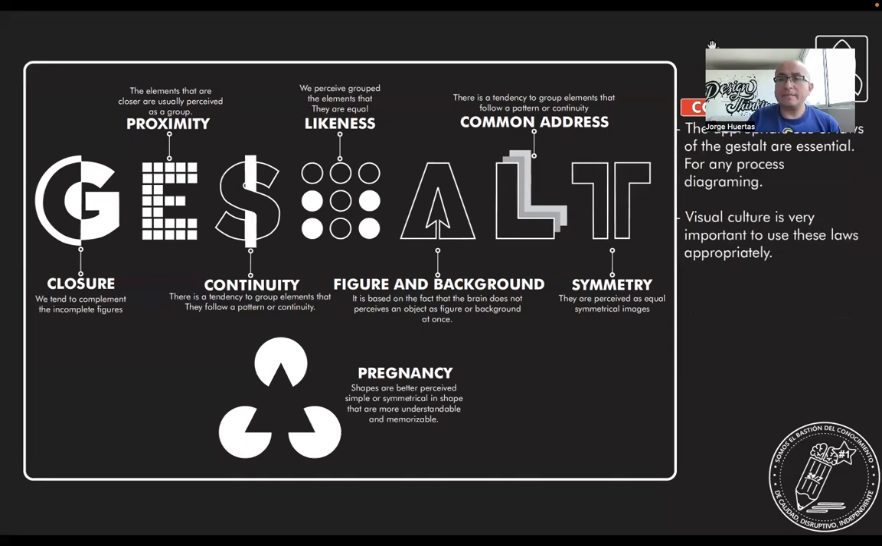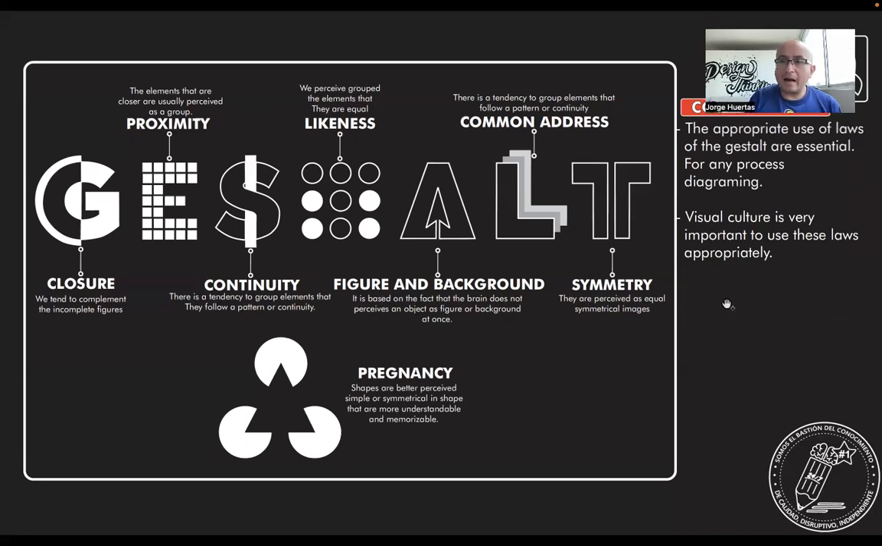So as you can see, the use of the laws of Gestalt is essential for any process of diagramming. Why do I say that? Because when you start designing and people don't know this, they are going to do everything by intuition. If you know this, put this together in your composition. Maybe you don't use all the laws, but you can use some of them, and it will make your development better. Visual culture is very important to use and understand these laws. So that is very important.